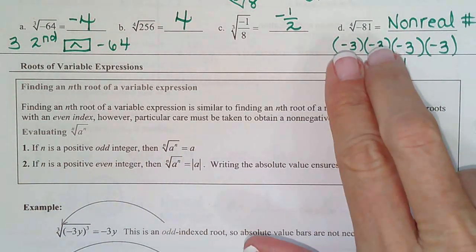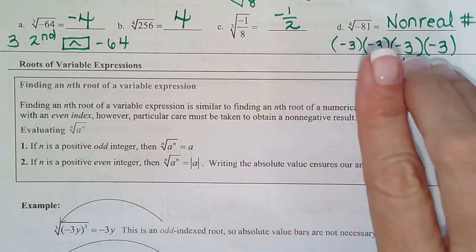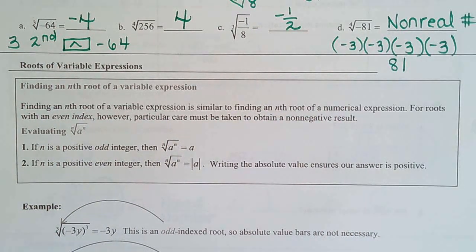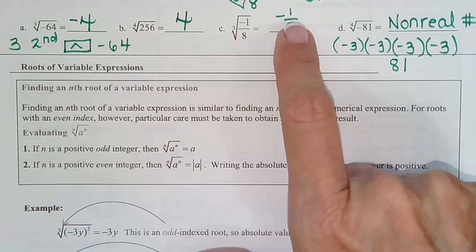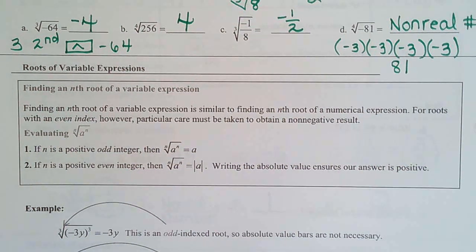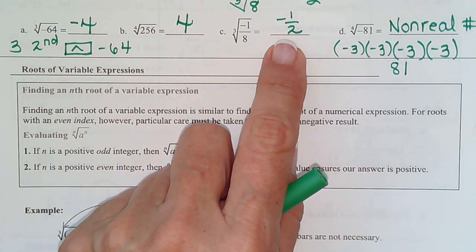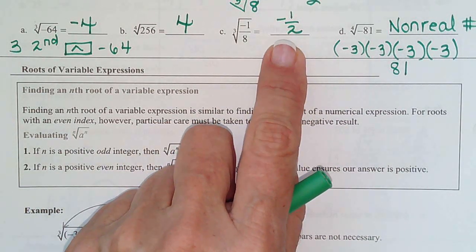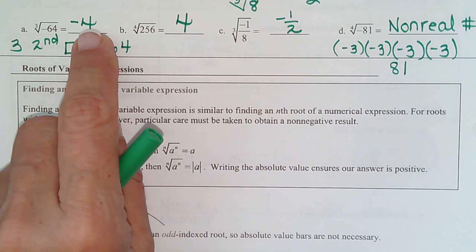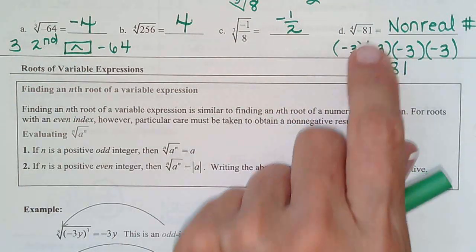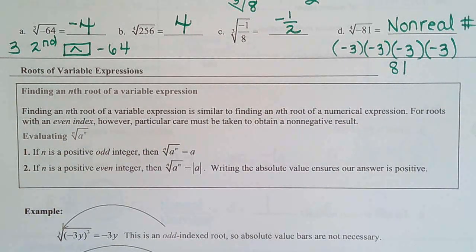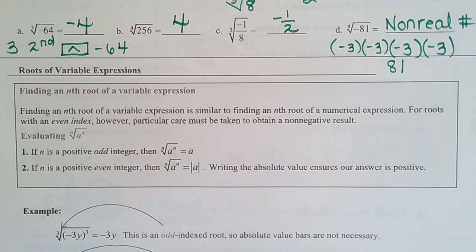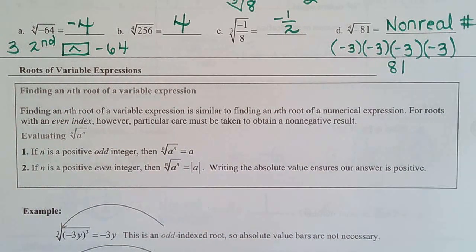Any number times itself 2 times, any number times itself 4 times. But there is a number times itself 3 times that can give me a negative. So that's why odd indices, you can write the answer, because a number times itself 3 times can give me a negative. But a number times itself 4 times can never give me a negative. An even number of negatives is always a positive answer.